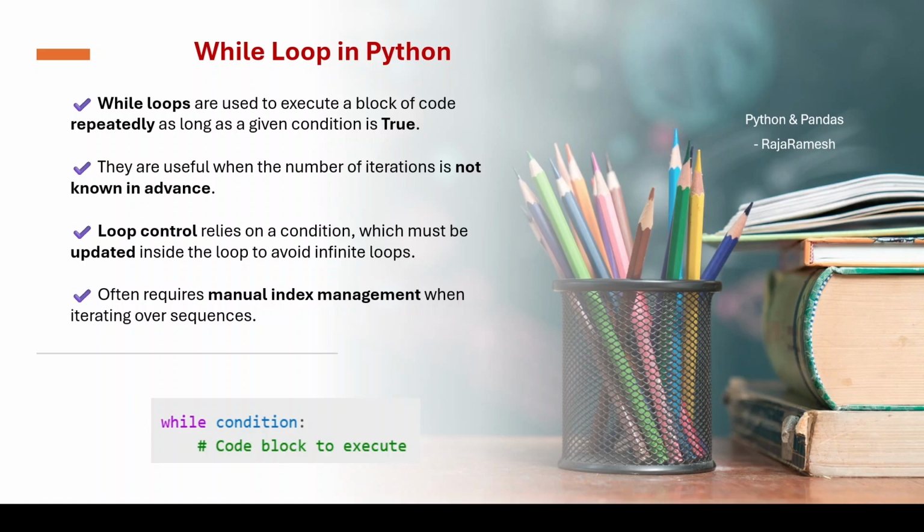If you look at the syntax of the while loop, we will be writing while, condition, and colon, followed by the block of code to execute. And let us see some examples. How can we write a while loop in Python? And we will see what happens if we don't update the condition, as we discussed here in point number 3. And we will see an example where the while loop relies on the index manually.